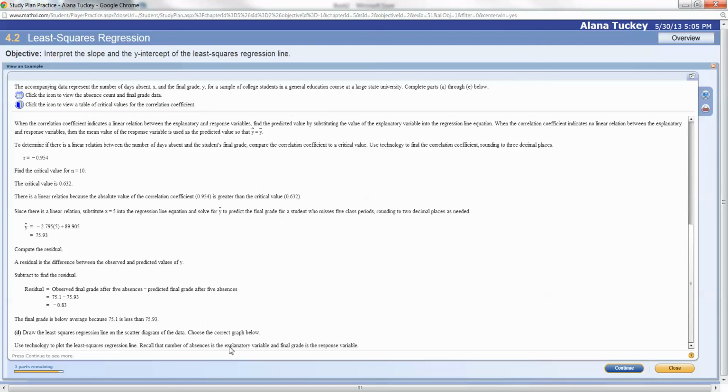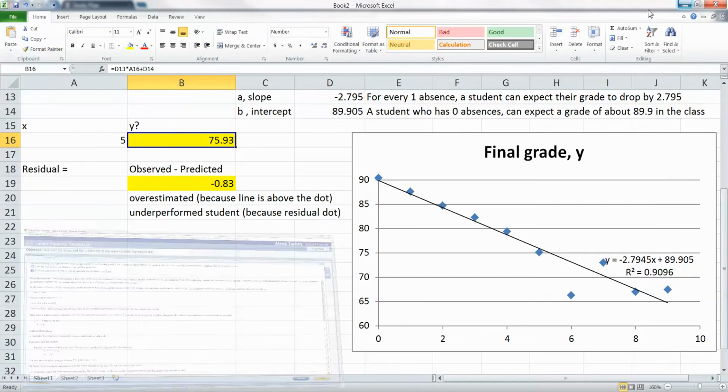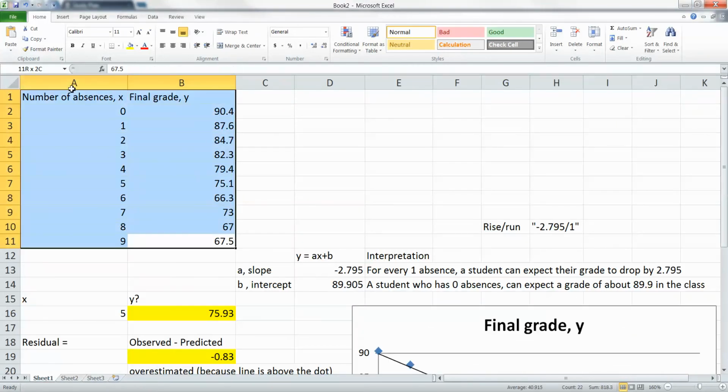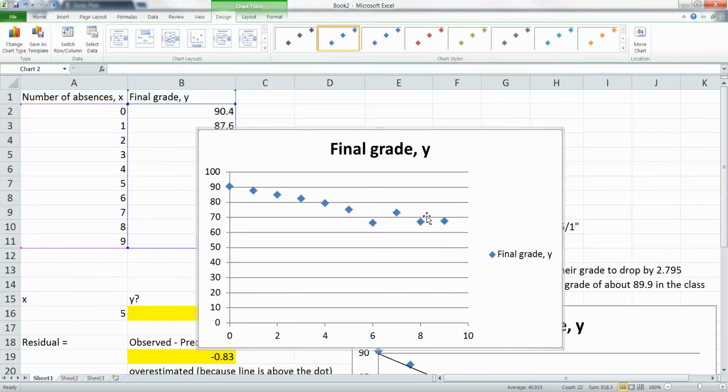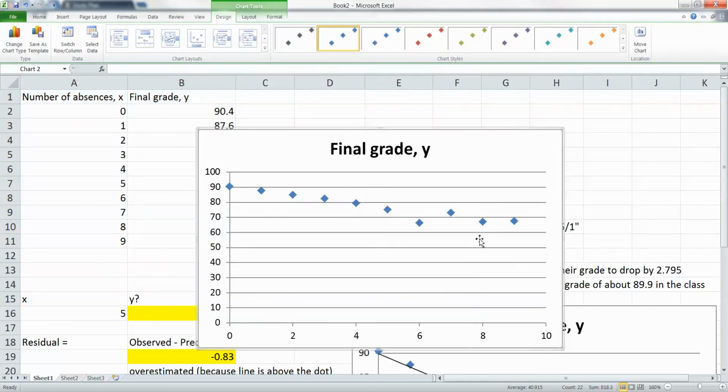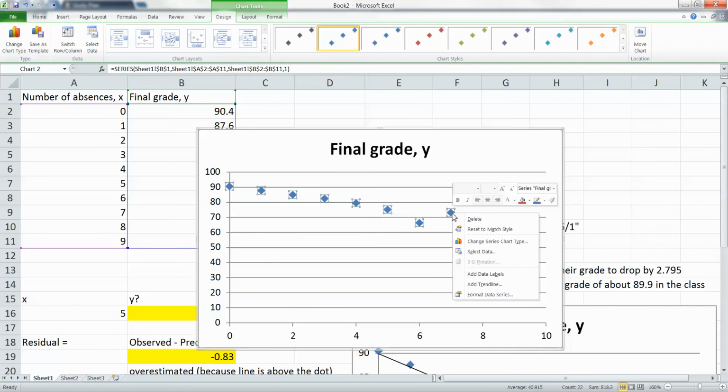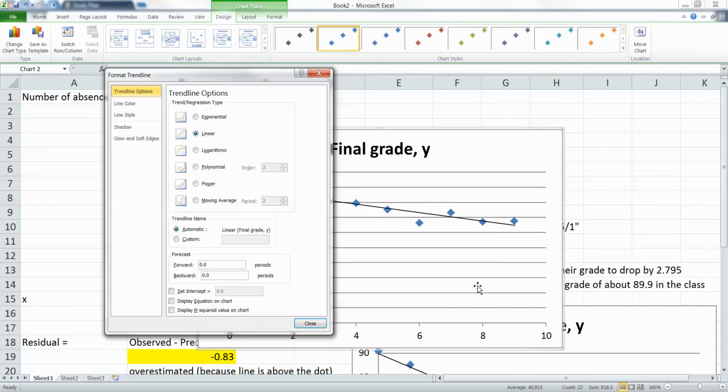Draw the least squares regression line. Oh, I already did that, right? I don't know if you caught how I did it, but I'll just do it again. You highlight the data, insert, scatter plot, boom. You can delete this legend over here, you don't need that. Then you right click and choose add trend line.